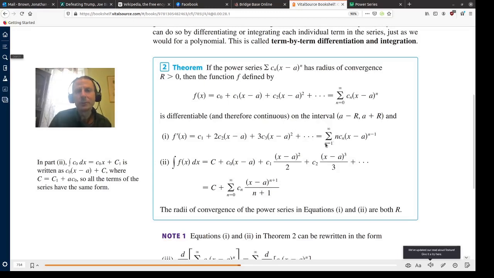You certainly could include 0, and maybe they should for cleanliness, except that when n equals 0, the term's not there because of that n. And then integrating is just as easy.